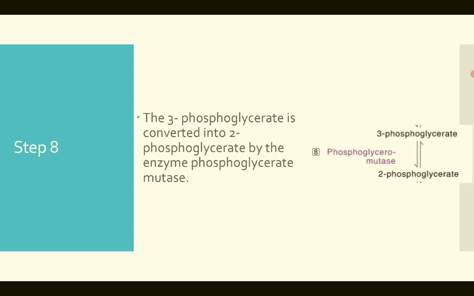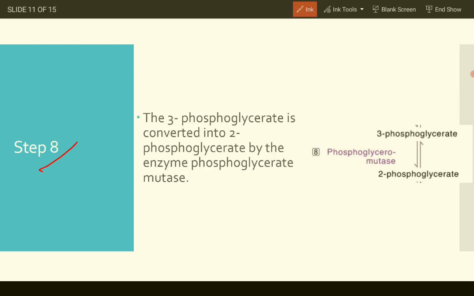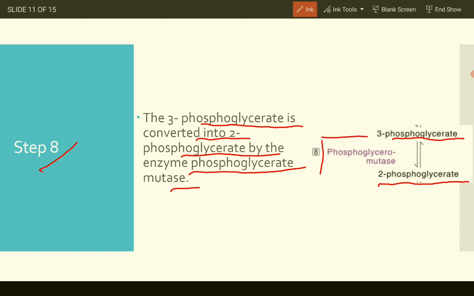Let's move on to the next step, step 8, where 3-phosphoglycerate is converted into 2-phosphoglycerate by the enzyme phosphoglycerate mutase. So this is simply an isomerization reaction again, where the phosphate position is changed, and 3-phosphoglycerate is converted to 2-phosphoglycerate by the enzyme phosphoglycerate mutase or phosphoglycerate isomerase, right?